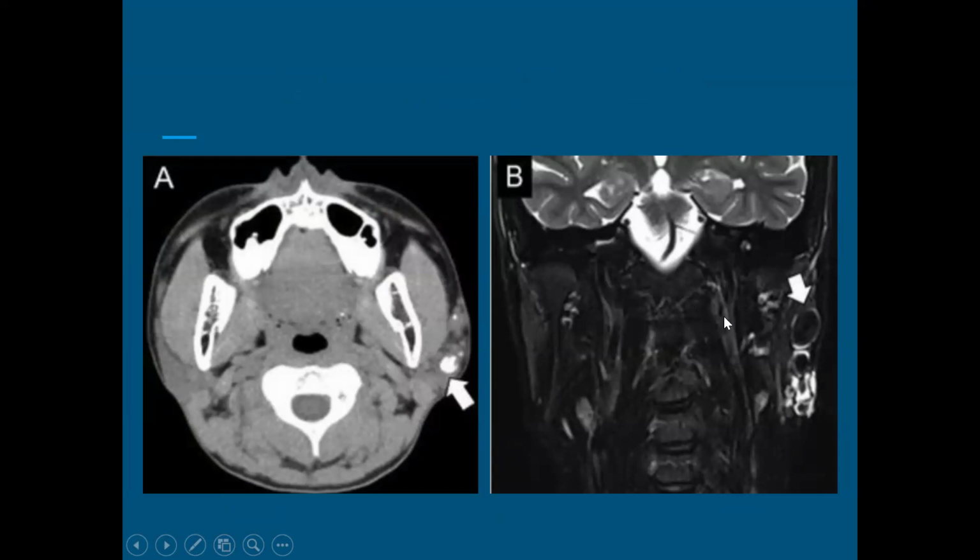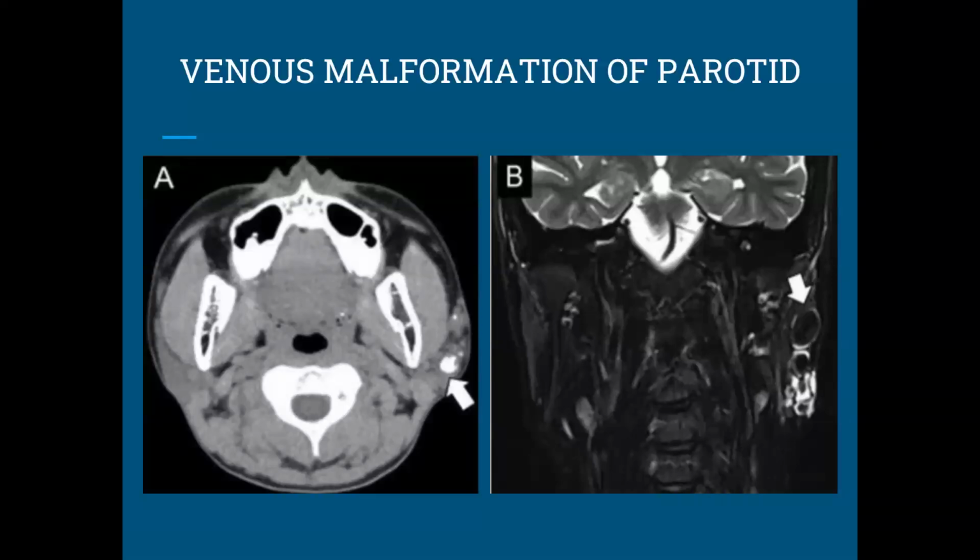And on the corresponding MR image, we have a heterogeneously hyperintense mass involving the parotid gland, with the arrowheads showing the hypointense foci, which correspond to the phleboliths seen on the CT. So we all know that phleboliths are a hallmark of venous malformations. So this is a case of venous malformation of the left parotid gland.